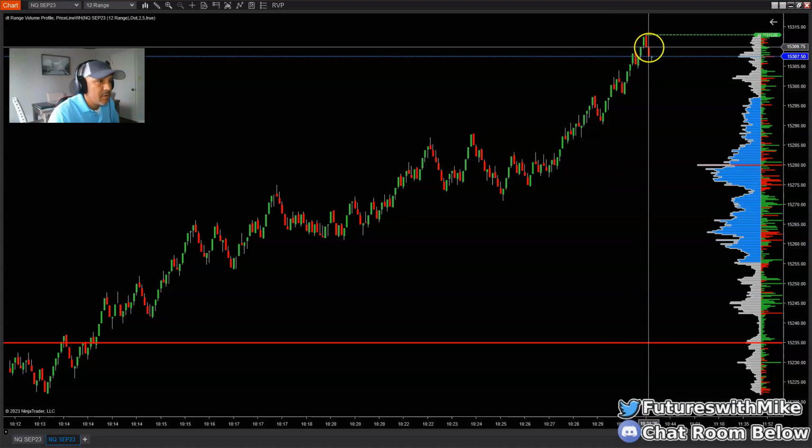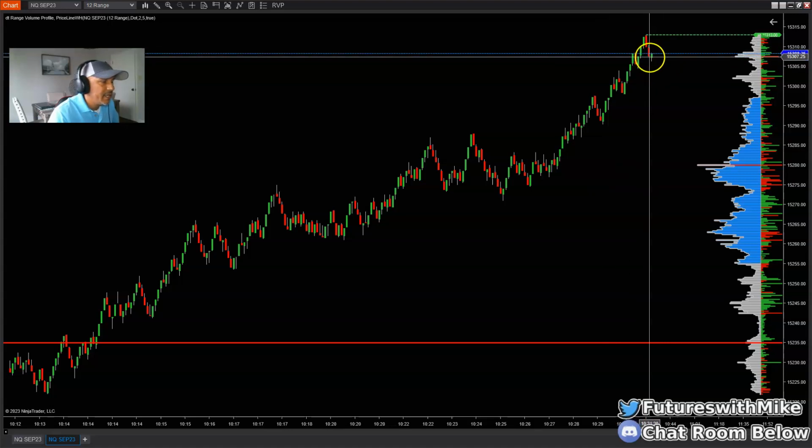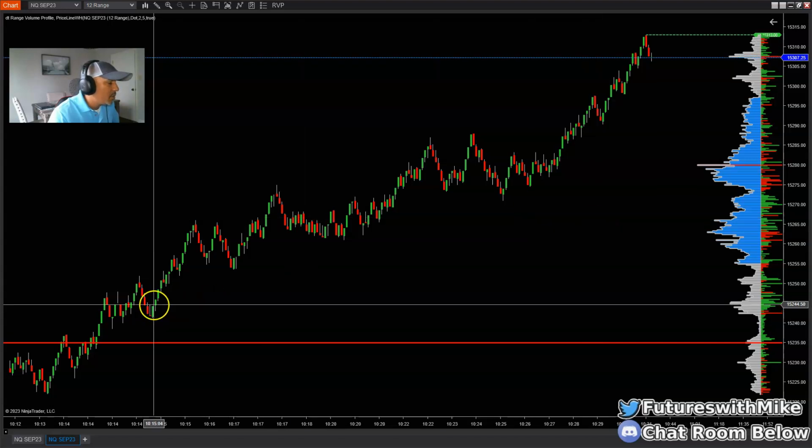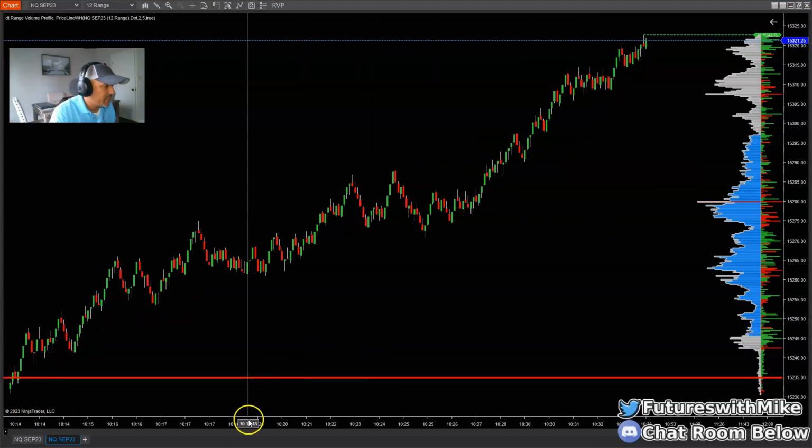Okay, so I saw it start to reject in this area here. Second candle to the downside, I went ahead and got out. I'm not saying they won't continue pushing to the upside, but that's fine. I went ahead and took profit. All right, so you see what I was saying?